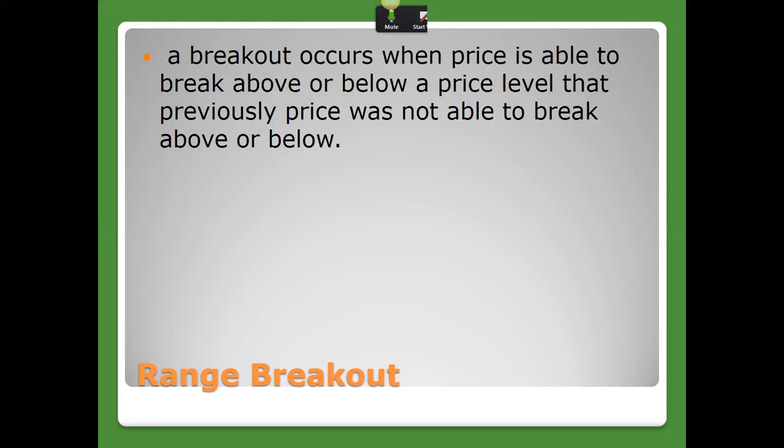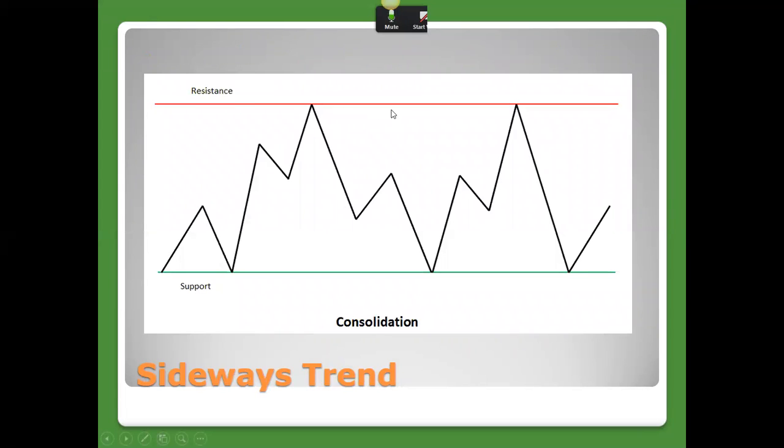A range breakout occurs when price is able to break above or below a price level that it previously was not able to break above or below. In this case, if we see the price break above our resistance line, that will be a bullish break. And if we saw the price come down and break below this green line, below our support line, that would be a bearish breakout.